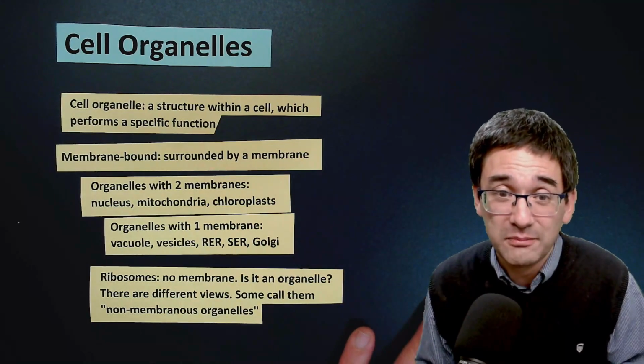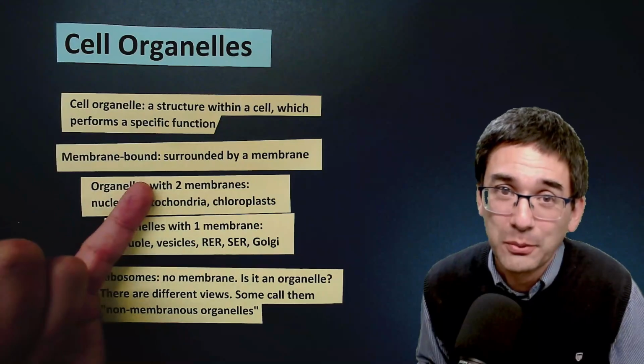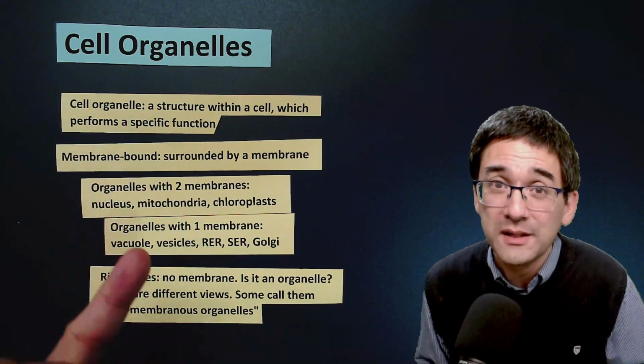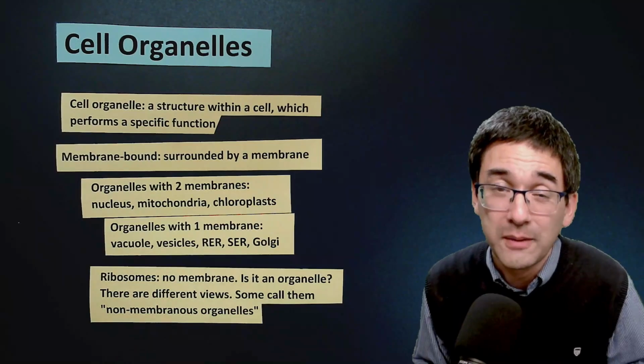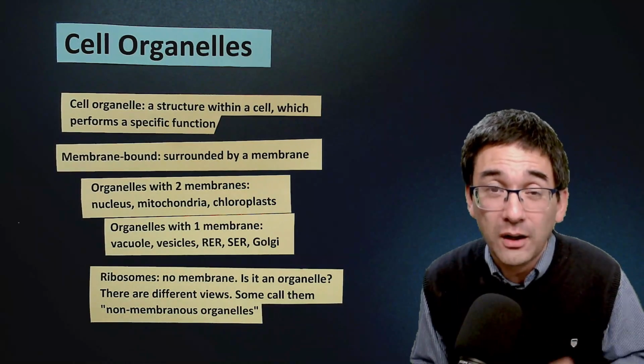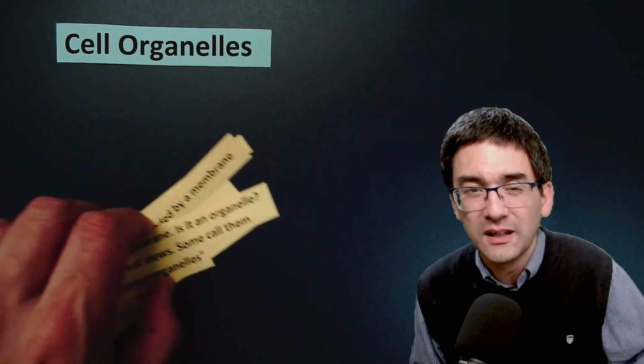In any case, I think the most important thing is that there are cell organelles with two membranes, with one membrane, and then there are also structures inside a cell that do not have a membrane at all. But I'm going to show you now three more structures, and I would like to ask you: are these cell organelles or not? That's the real question here.